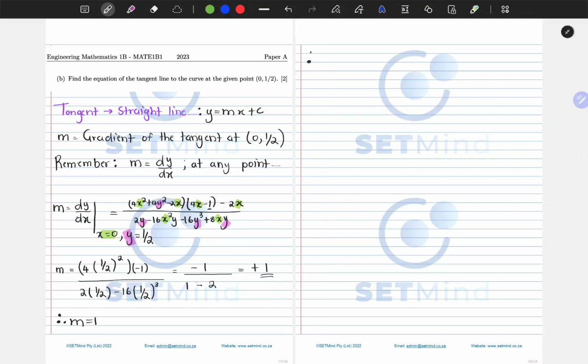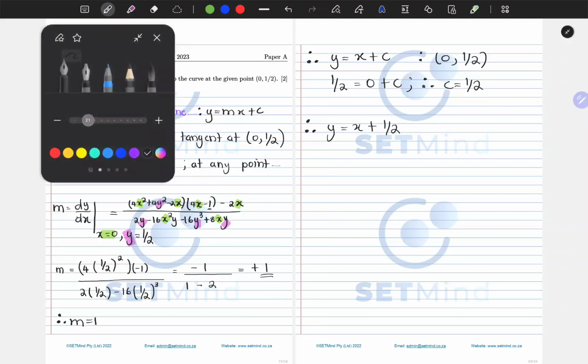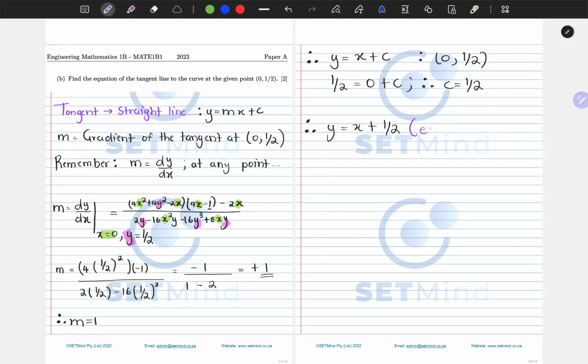So we can go ahead now and say our equation of the tangent is simply equal to x plus c. And guess what? Looking at the coordinate here, which is (0, 1/2), we can clearly see what the c is. The c will be 1 over 2, because if you sub in, you will see that you'll have 0 plus c, and therefore your c will be 1 over 2. So which means our equation of the tangent at that point will be y equals x plus 1 over 2. So this is our equation of the tangent.